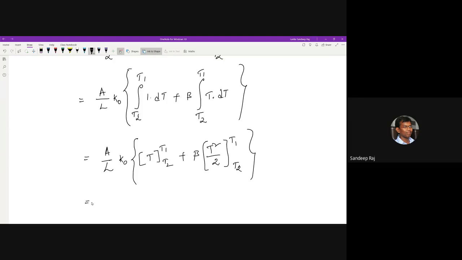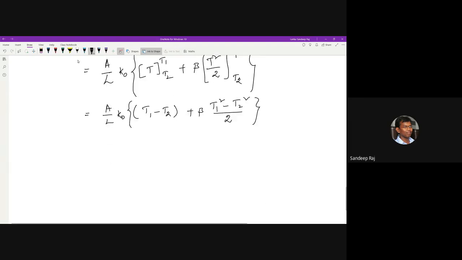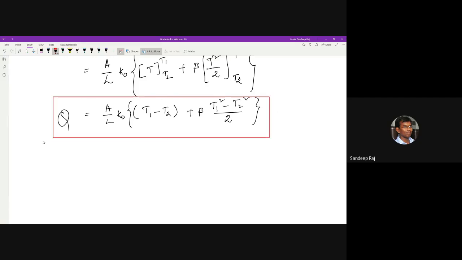Now A by L into K naught, and if I do this here, it is T1 minus T2 plus beta into, if I do this here, T1 square minus T2 square by 2. So what I can say is that this Q is equal to this whole thing, which is my expression that he is asking me to find in the question.